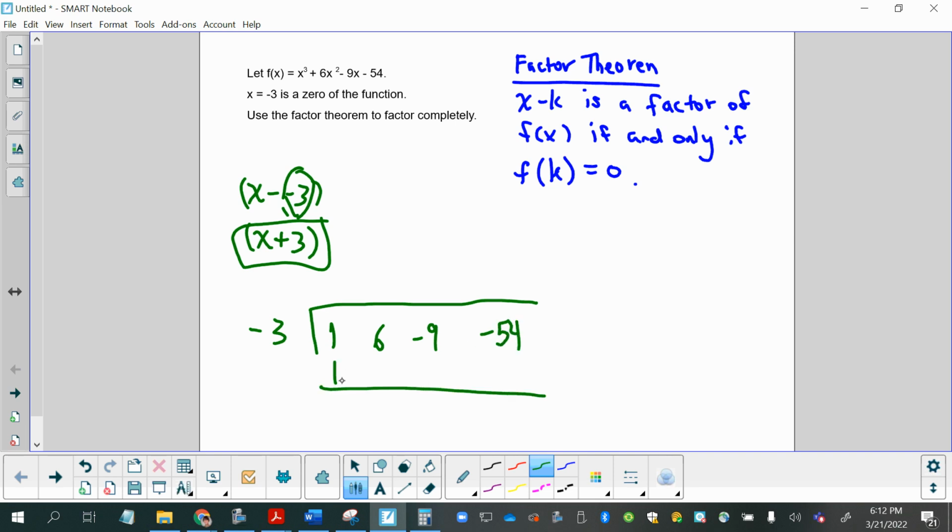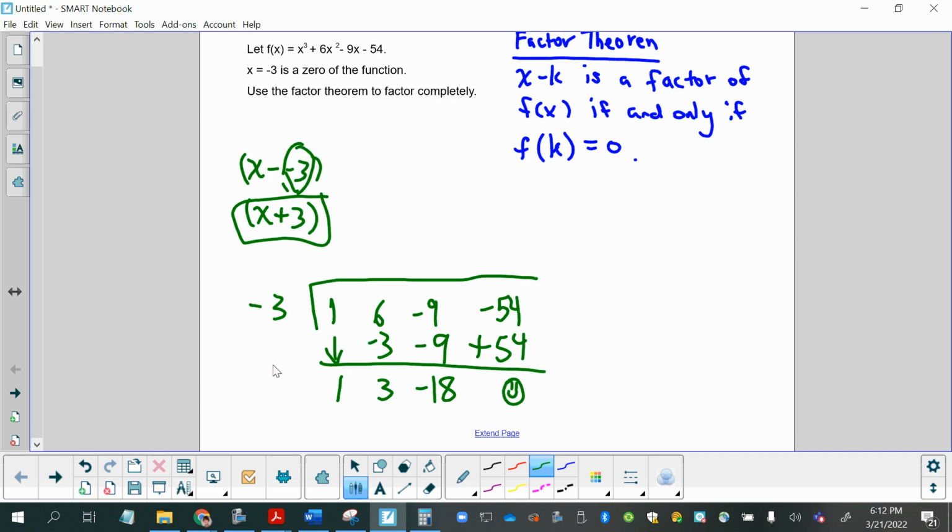So using synthetic division, we drop down the 1. -3 times 1 is -3. We get a remainder of 3. Then -3 times 3 is -9. That gives us a remainder of -18. And then -3 times -18, what is that going to give us? It's going to give us a positive number because it's a negative times a negative. 3 times 10 would give us 30. 3 times 8 would give us 24, and 30 plus 24 is 54. Yay, we get a 0 remainder as we expected, since we know that -3 is a 0 of the function.